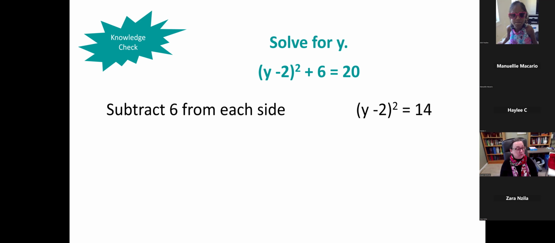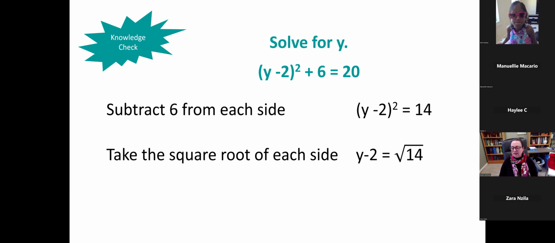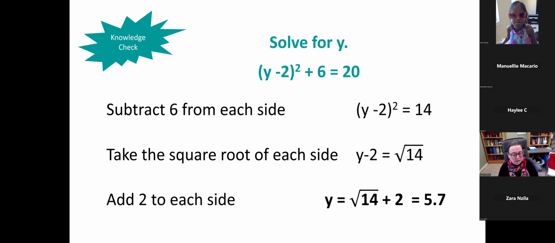So we have to do the opposite of squaring. And here's where we might have forgotten what the opposite of squaring is. The opposite of squaring, yep, thank you, is the square root. Absolutely. So we're going to take the square root of both sides. That'll be our next step. Now we're left with just the y minus 2, and that's the square root of 14. If you put it in your calculator, you'll get some number, 3 point something. And now again, to get that y by itself, we do the opposite of minus 2, which is adding 2, but we have to do it to both sides. So square root of 14 plus 2, 5.7.